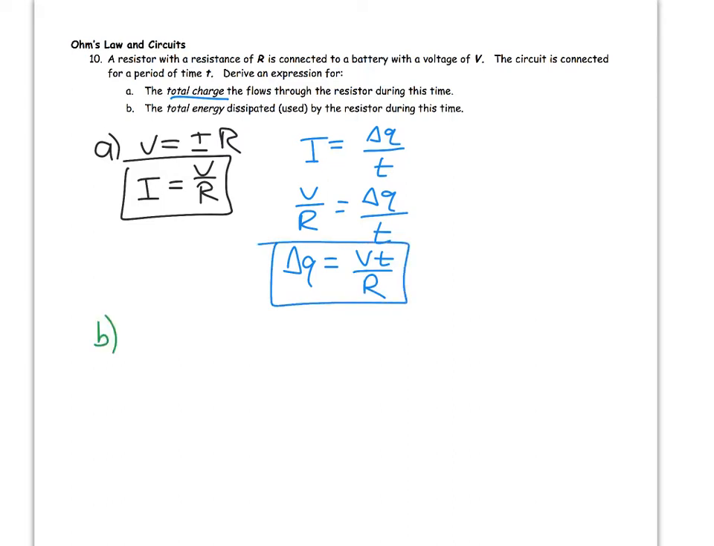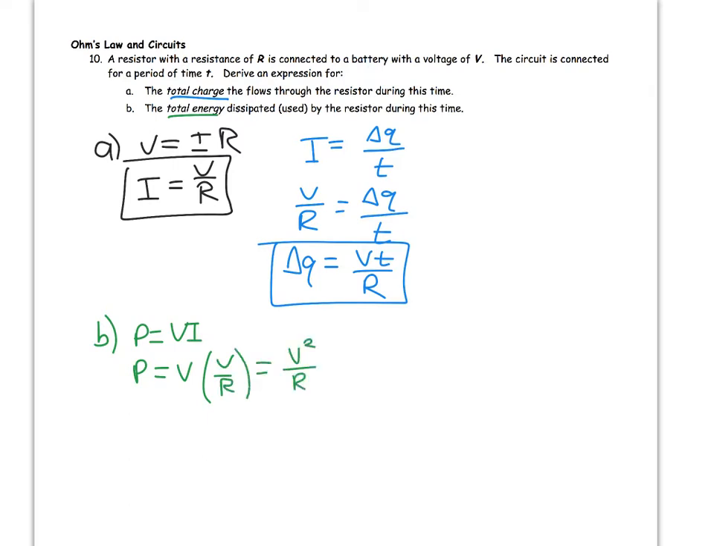For question B, I'm looking for the total energy. What I'm going to find first is the power. Power is just voltage times current when we have a circuit. So the power, based off of V and R, is going to be the voltage times the current, which is V over R, or V squared divided by R.